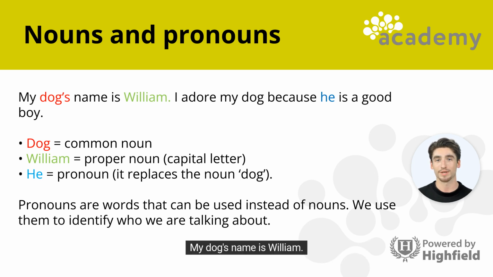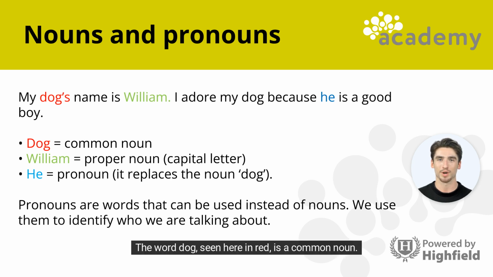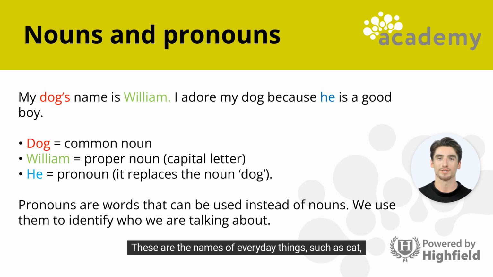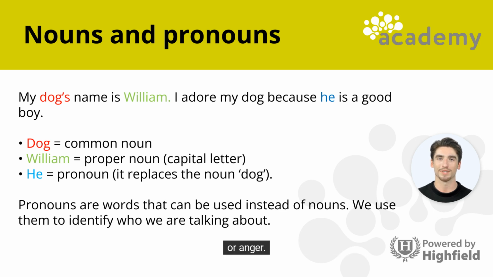Let's look at this example. My dog's name is William. I adore my dog because he is a good boy. The word dog seen here in red is a common noun. Most nouns are common nouns. These are the names of everyday things, such as cat, pencil, or anger.